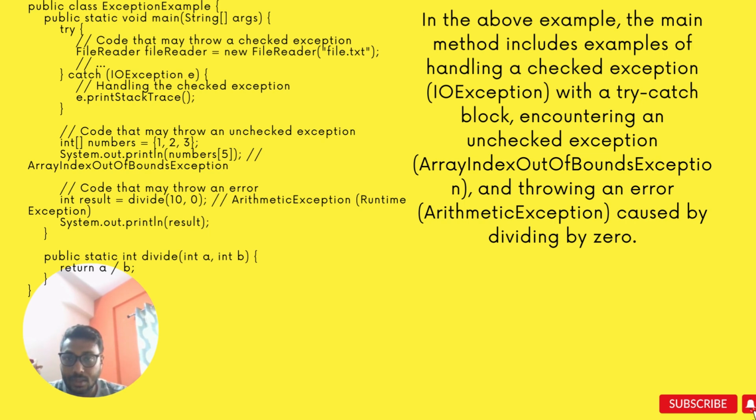Then the code can also throw an unchecked exception, if something goes wrong while doing an arithmetic operation, or with the array index as an unchecked exception. See how it will happen. Suppose int number is 1, 2, 3, and System.out prints number[5]. Here we're printing index 5, but 5 is not there. It's trying to print it anyway, so in that case it will throw an unchecked exception.